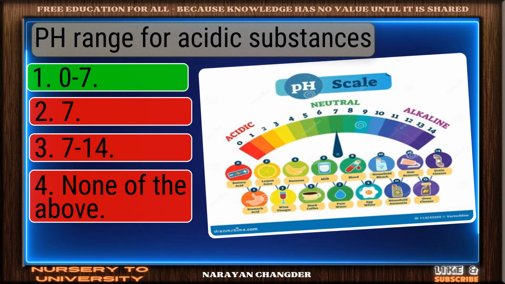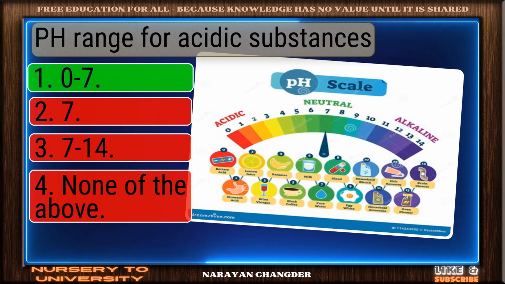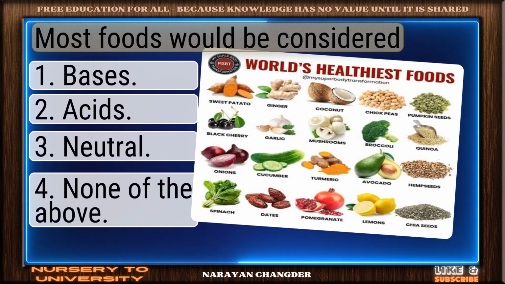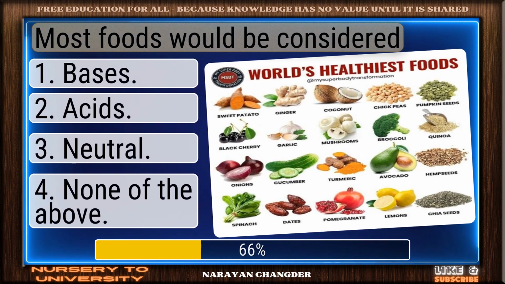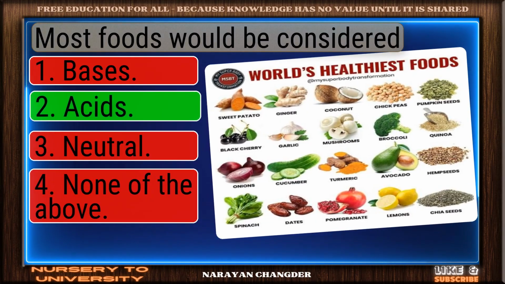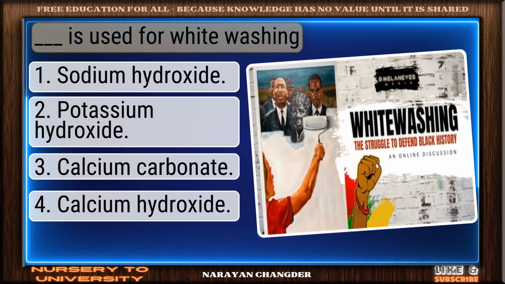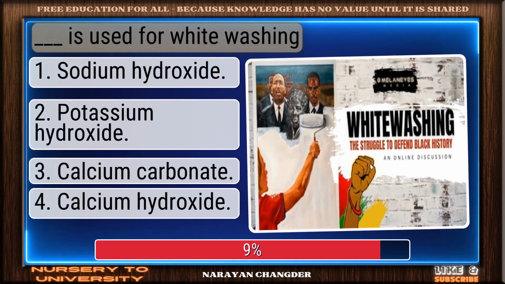You're right. 0 to 7 is the correct answer. Question number 145. Most foods would be considered. Smart move. Acids is an accurate answer. Question number 146. Dash is used for whitewashing.